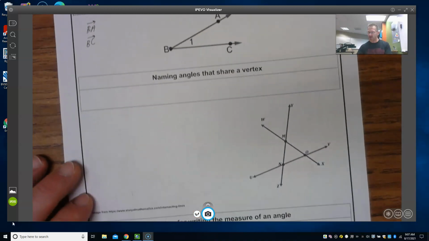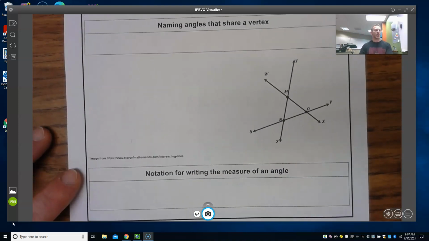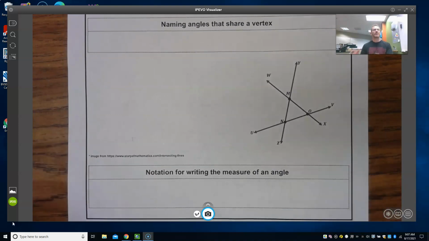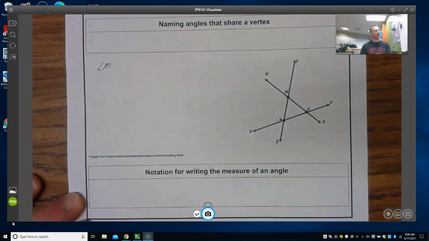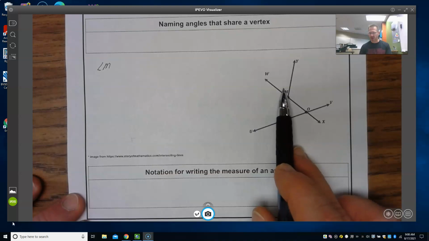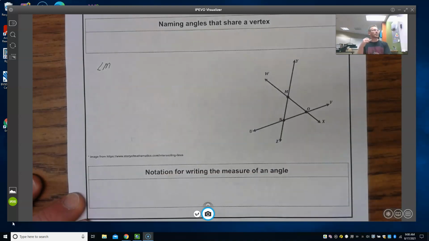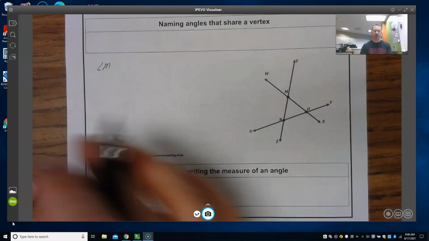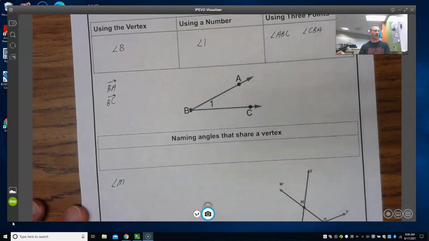But now let's slide down here and look at our picture down here. Sometimes we have a more complex picture, which means we have to be more specific with how we name our angle. So for example, if I said, hey, let's look at angle M. Well, here's M right here. When I say angle M, am I talking about this angle? This angle? This angle? So there's too many angles with the same vertex. So notice when I go back to my picture here, there's only one angle B, it's ABC. I know exactly what we're talking about.